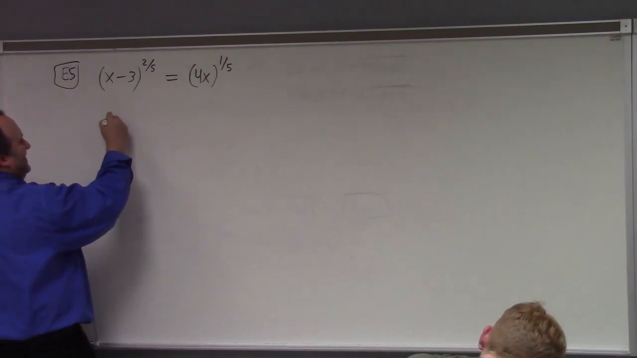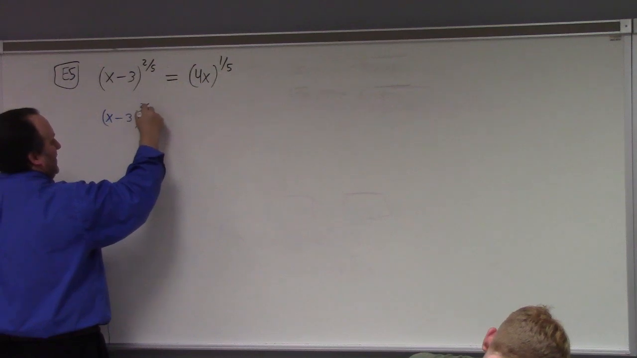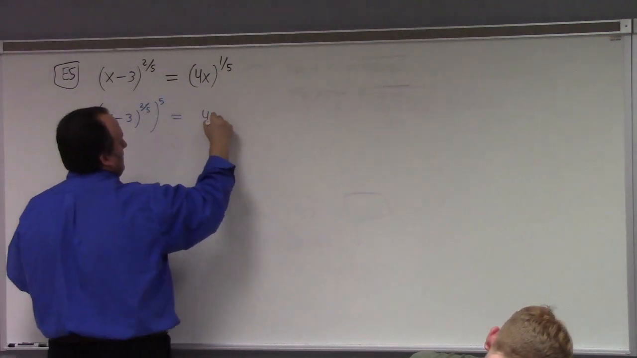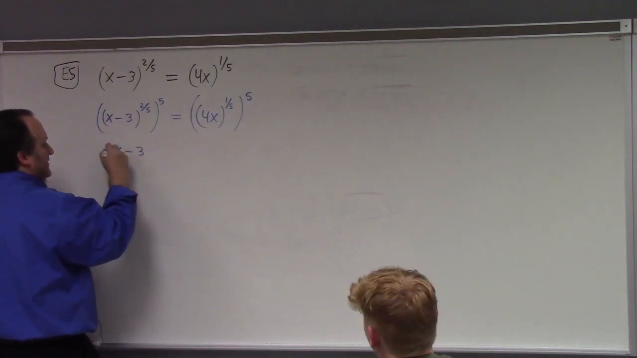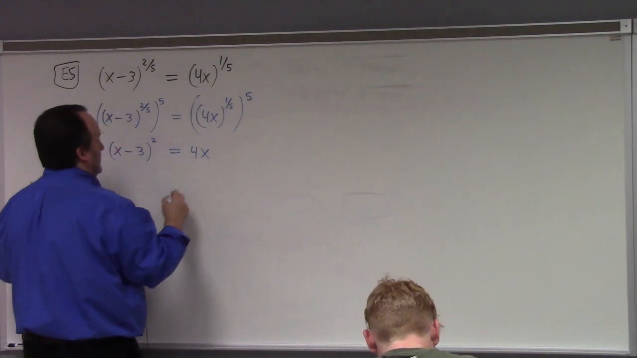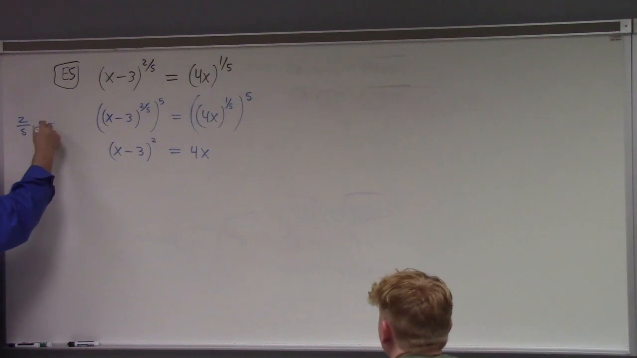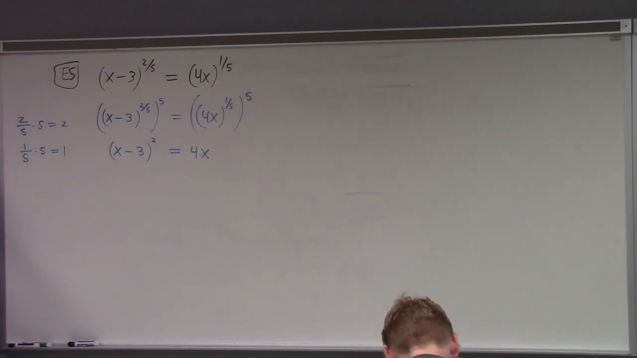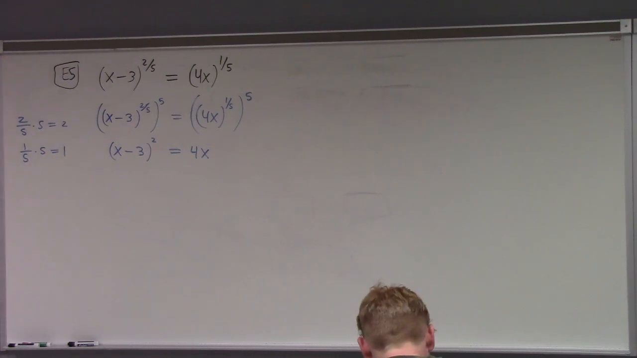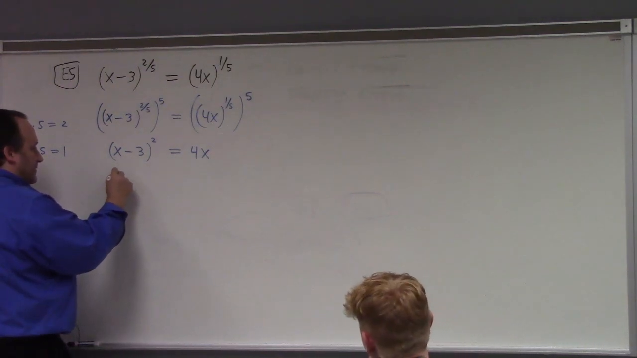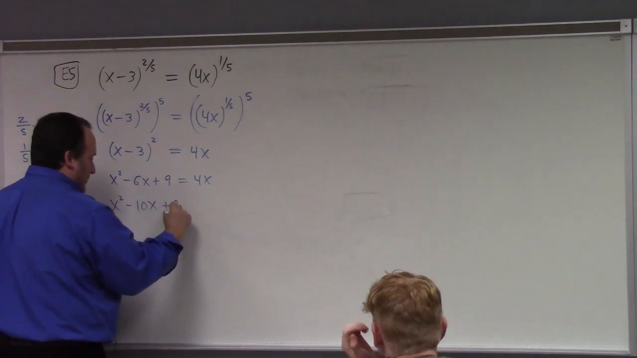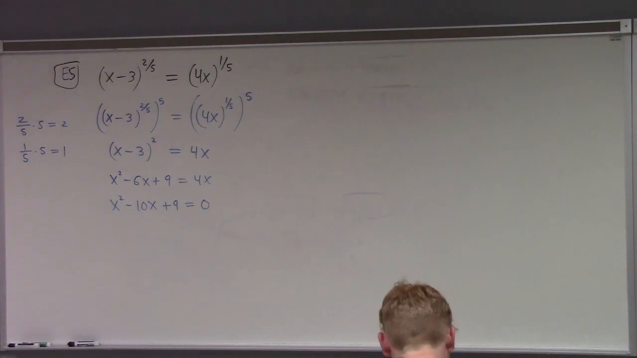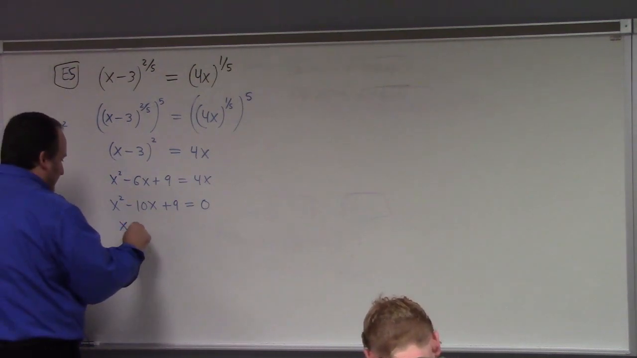What would you do? Well, I would raise both sides to the 5th power because it makes both fractions behave. Remember the laws of exponents. We multiply the fractions, so we get x minus 3 squared equals 4x. I'm going off the fact that 2/5 times 5 is 2, but 1/5 times 5 is 1. So pick a power that will make all of your fractions become integers, then you can solve it. So this is x squared minus 6x plus 9 equals 4x, which becomes x squared minus 10x plus 9 equals 0, which you guys can factor, I think. x minus 9, x minus 1.